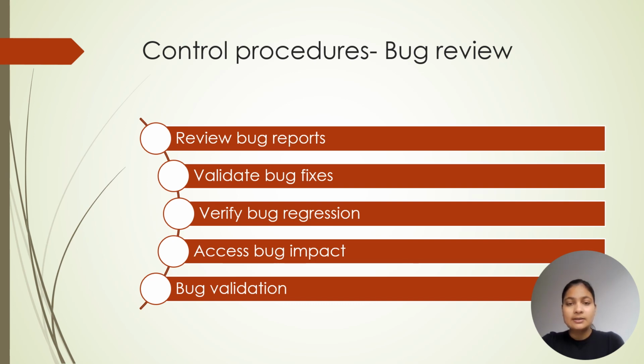Fourth one is assess bug impact, which means it relates to the impact caused by the bug. Fifth one is bug validation, which means bugs with high priority are tested after being fixed.